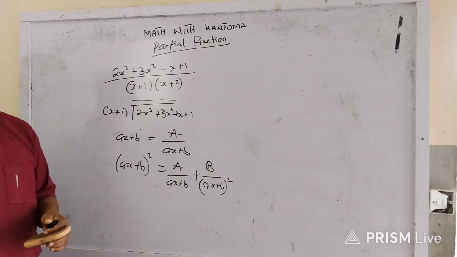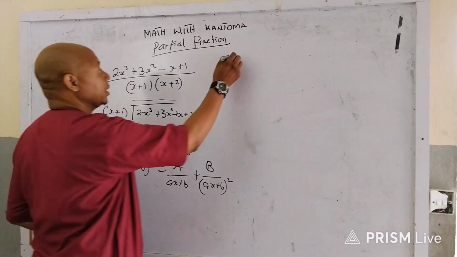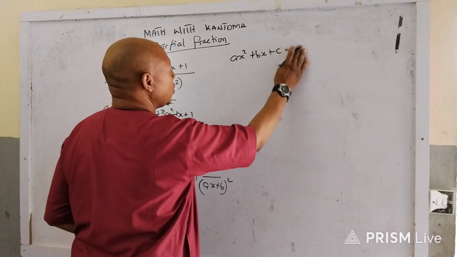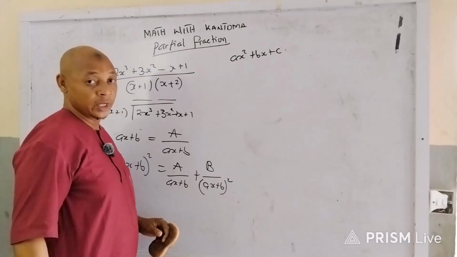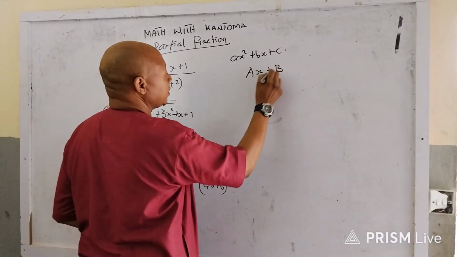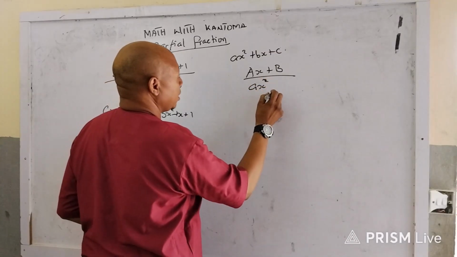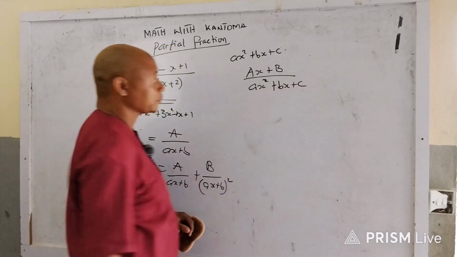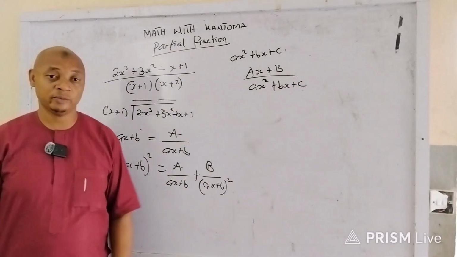And also, for a quadratic factor like ax squared plus bx plus c, the partial fraction is given by Ax plus B divided by the quadratic ax squared plus bx plus c. So in order to resolve this into partial fractions, we are going to use this formula.